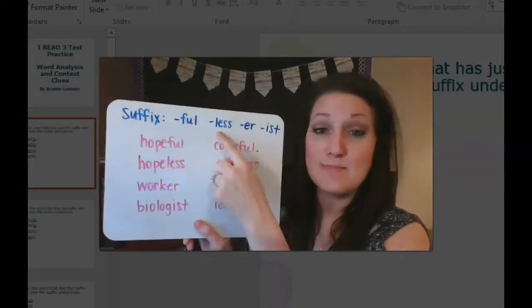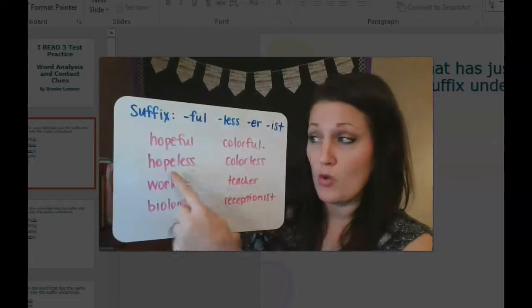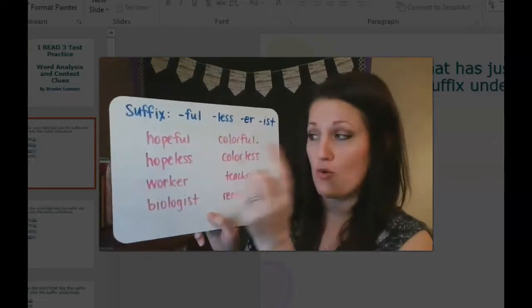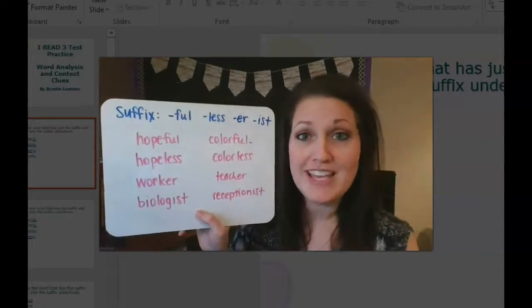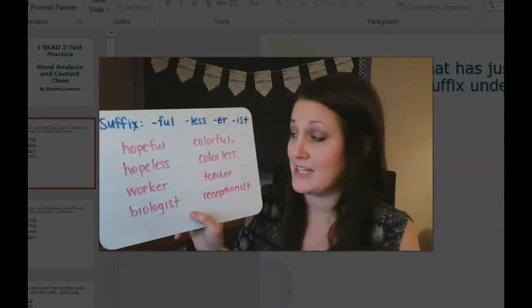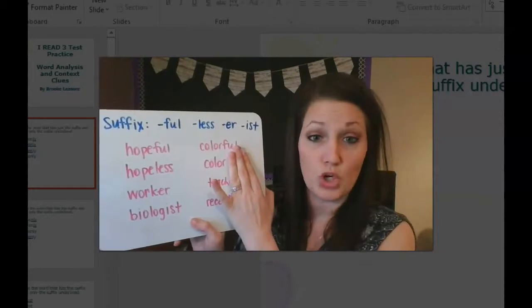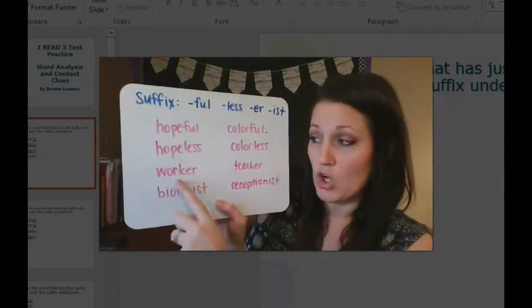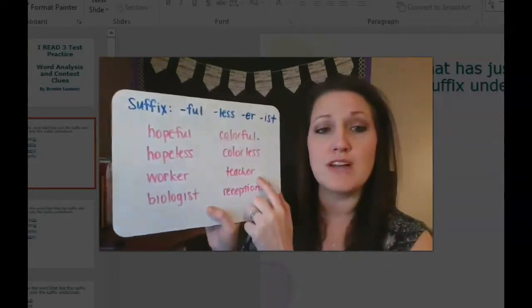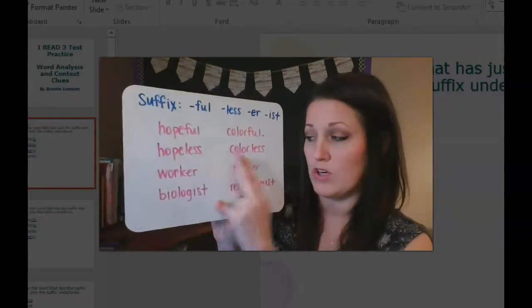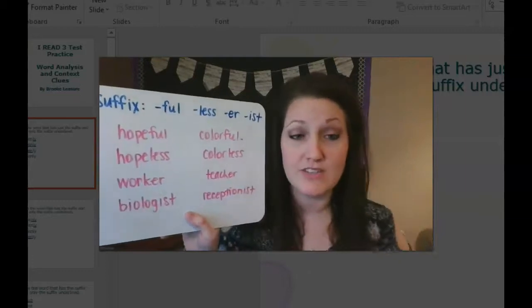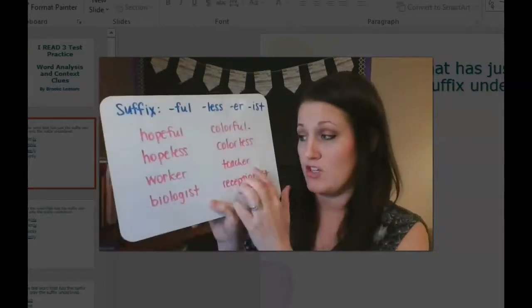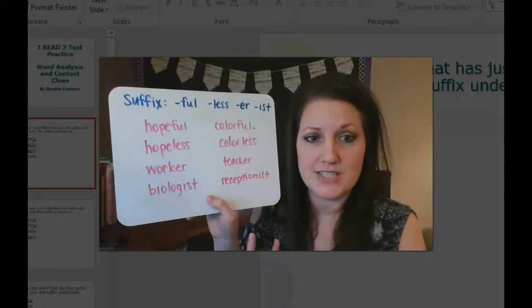Next one, less, means without. So if I'm hopeless, I'm without hope. Colorless, without color. So putting those on the end changes the meaning of the root word, but I can still take it off and it's still a word, color. Then we have worker, teacher. If you take off the ER, I have work and teach, which are real words. ER means like you're in the act of doing that. So you're in the act of working, you're in the act of teaching, or doing those things.